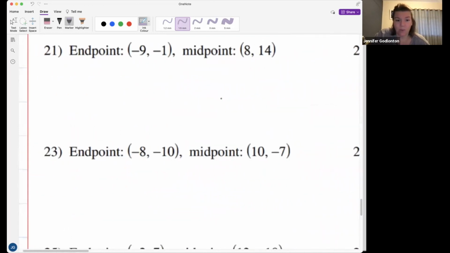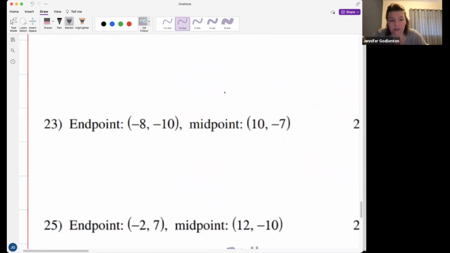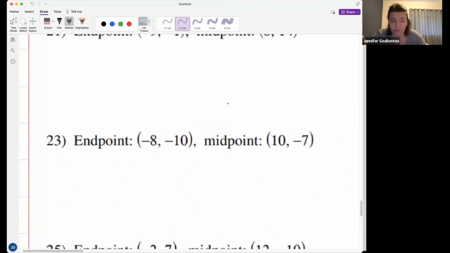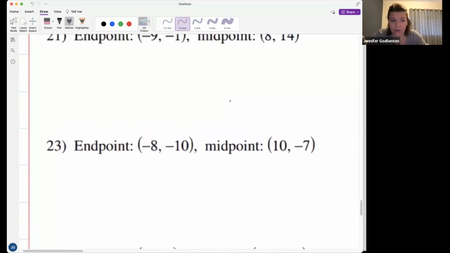Okay, one more. Let's check in some negatives because negatives always throw people off. Let's do this one here. Let's do number 23.